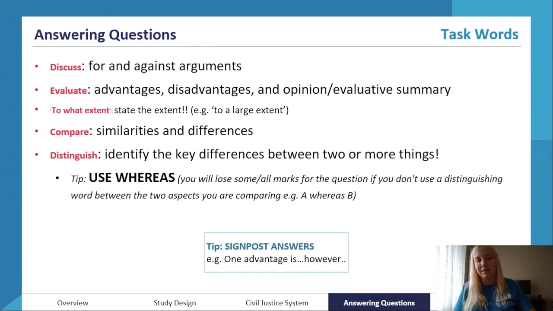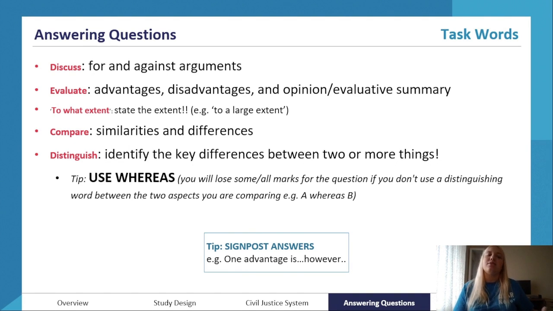For to what extent questions, you must state the extent or you automatically lose a mark, and it's a free mark as well. For example, in your introductory statement, you'll say, to a moderate extent, this concept achieves the principles of justice. To a limited extent, to a large extent, must be in your first statement. Compare questions will need you to include, and always aim for an equal amount, of similarities and differences between concepts. Whereas distinguish is differences only, no similarities, okay? And you need to use your signposts.